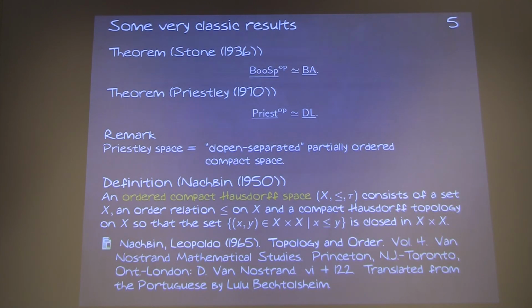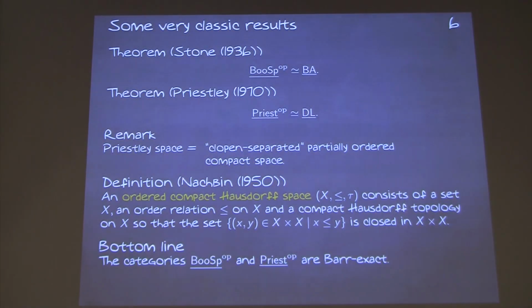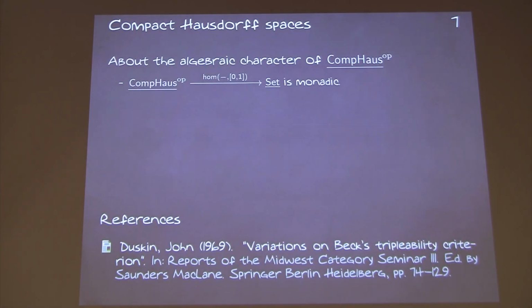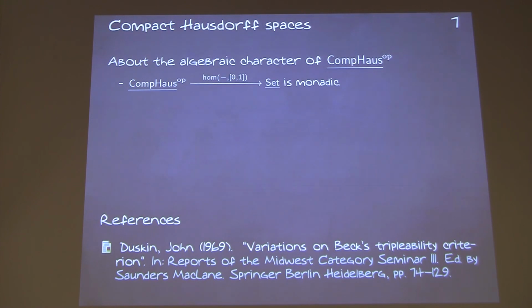Well, but for us, the bottom line is that these two categories of spaces, Stone spaces and Priestley spaces, with their duals, are exact categories, are varieties. And this created for us the question: what about their parent categories? What about compact Hausdorff spaces and what about ordered compact Hausdorff spaces? For compact Hausdorff spaces, this is very well known and known for a long time. The dual of the category of compact Hausdorff spaces is actually a variety, and hence exact.